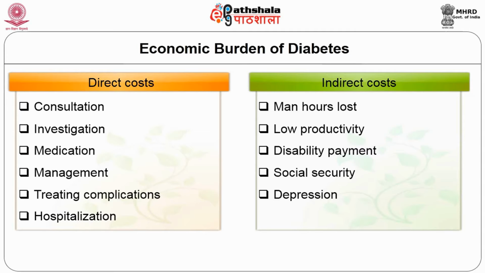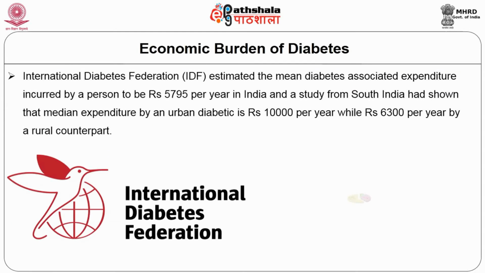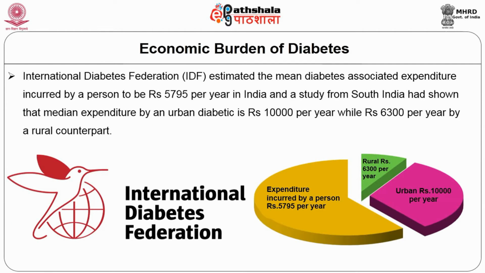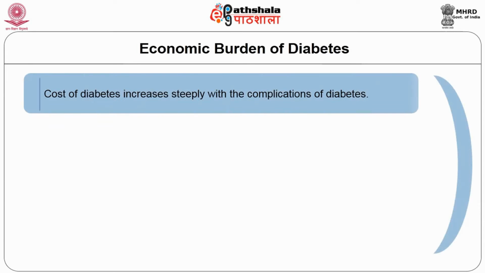So the indirect costs are all the loss of productivity, disability and the social security issue, and as a result the person can even be pushed into psychological depression and so on. In fact, the International Diabetes Federation estimated the mean diabetes-associated expenditure to be 5,795 rupees per year in India, and a study from southern India had also shown that an urban person spends more on healthcare expenditure, 10,000 rupees, as compared to the rural counterpart at 6,300 rupees per annum, but this number is going to add up more and more.